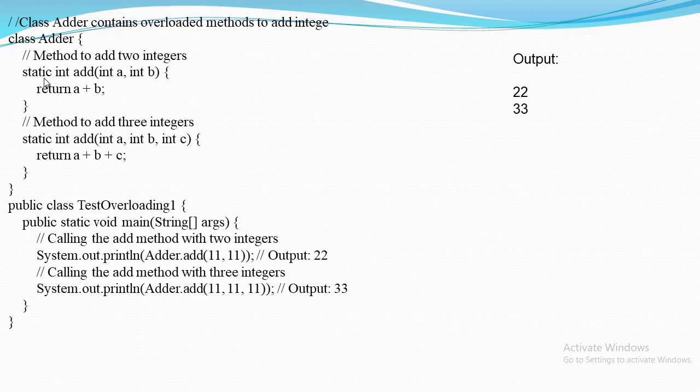By using the static method we can directly access the function call. So Adder is nothing but the class name, then add is nothing but the method name. So we are passing the arguments directly by using the concept of static. By using the concept of static we do not need to create objects, so we can directly call the function name. So first it will return the value of 22, then second it will return the value of 33.